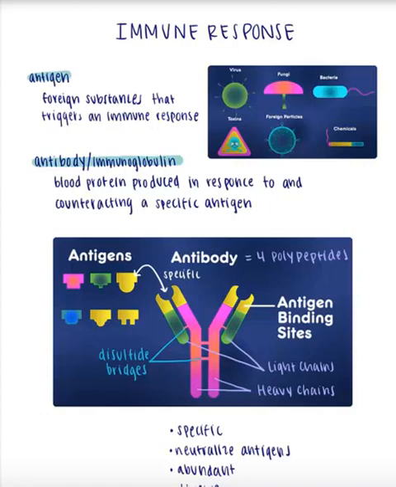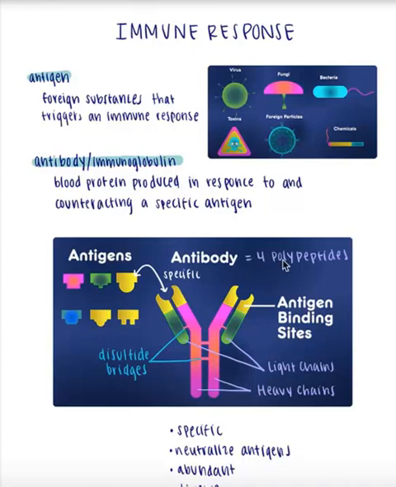Last up, we have the immune response. We have antibodies within our immune system. They're basically blood proteins that are produced in response to counteracting anything bad. Those bad things are what we call antigens. They can come in the form of viruses, fungi, bacteria, toxins, chemicals, basically anything bad. Antibodies are going to try to act against it.